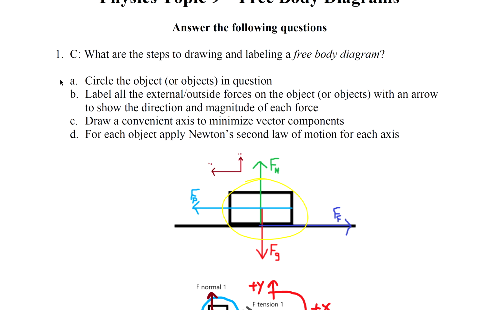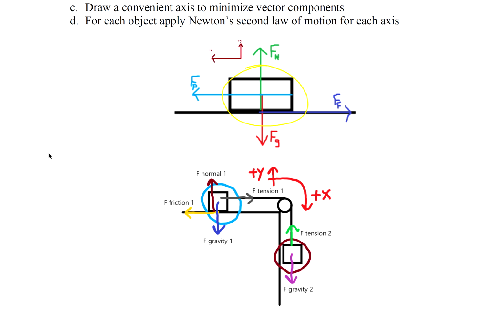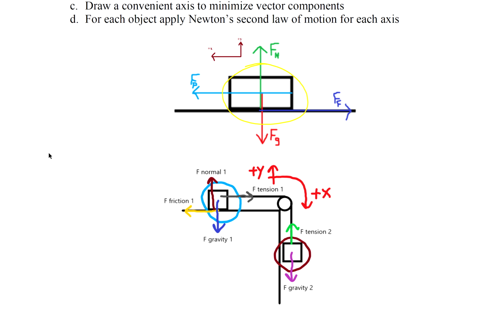of each force. Step 3, draw a convenient x and y axis to minimize vector components. And step 4, for each object, apply Newton's second law of motion for each axis. So for this video, we're only going to go over steps 1 and 2. These are two examples of free body diagrams, where you circle the object and you label the forces.